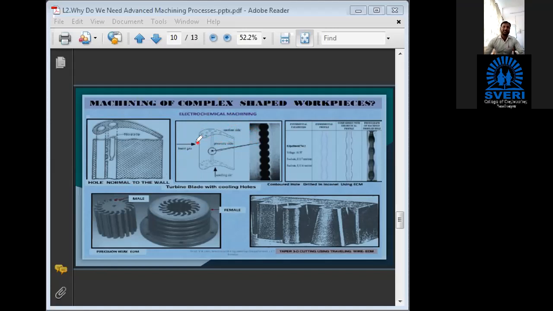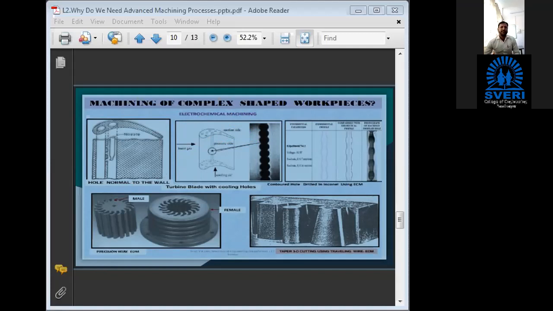So for this purpose, there is a competitive process, this shaped tube electromachining process. It is not in our syllabus, but we will see. That is also an advanced machining process.